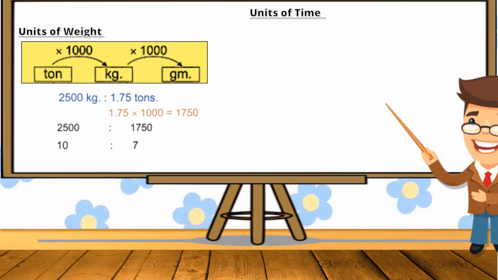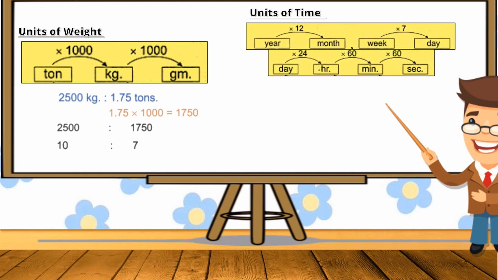Now let's learn units of time. From year to month times 12. From week to day times 7. From day to hour times 24. And from hour to minute times 60. Finally, from minute to second times 60.